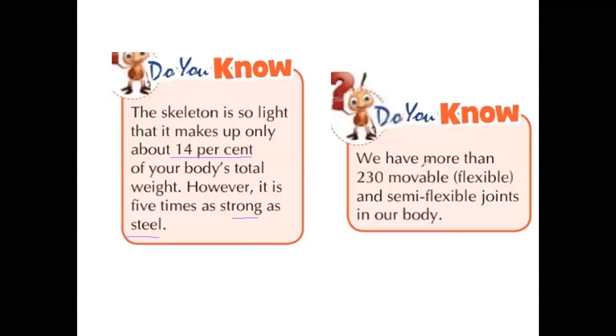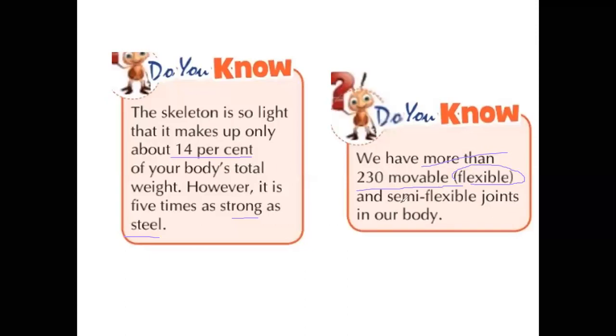We have more than 230 mobile, meaning flexible, joints. These are the flexible joints and semi-flexible joints. Semi-flexible means they move only a little amount; they are not completely mobile. Semi-flexible joints are present in our body.